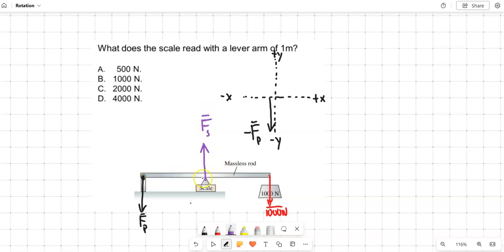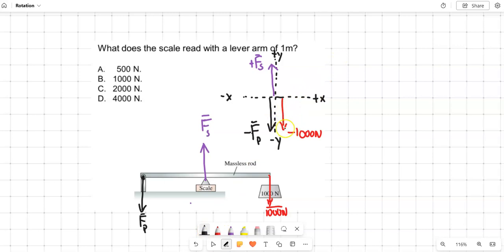Moving out from this pivot point, now we get to the scale. I have a force up due to the scale. And moving further out, I have another force down. Again, I don't know the sizes of these, but I'm going to assume. I'm just drawing down arrows. I don't know if they're proportionally even, but it seems by logic they would be. Okay. So here's our basic force diagram.